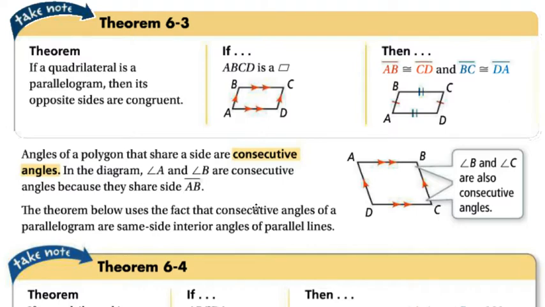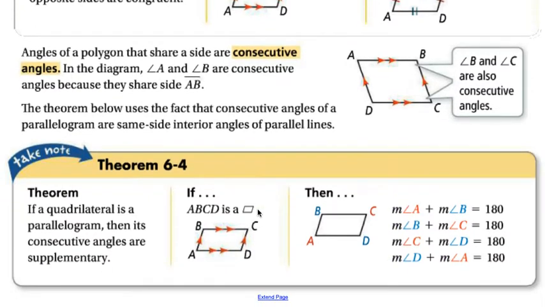And from consecutive angles we get another theorem, 6.4. If a quadrilateral is a parallelogram, then the consecutive angles are supplementary. So we know that the measure of angle A plus the measure of angle B is 180. B plus C is 180. C plus D and D plus A. They're all supplementary angles if they're next to each other. And we actually used this when we learned about same side interior angles. We said they're supplementary. So that's actually a specific case of this theorem.